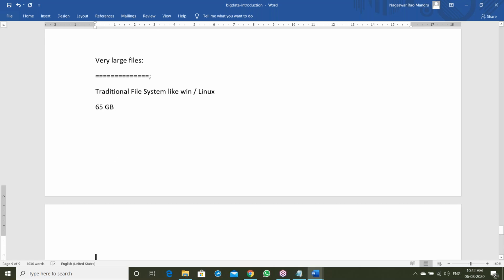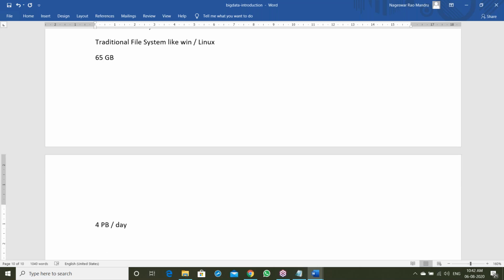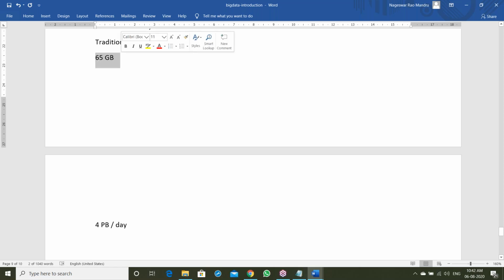In Facebook, 4 petabytes of data is generated per day. In some log files there is a chance of generating a big data file. If a big data file is generated, Linux and Windows file systems fail; they cannot accommodate it. Suppose a 65 GB data file is generated, Linux becomes very slow at processing. That size is not recommended in traditional file systems. Only small files are recommended, not big data files.